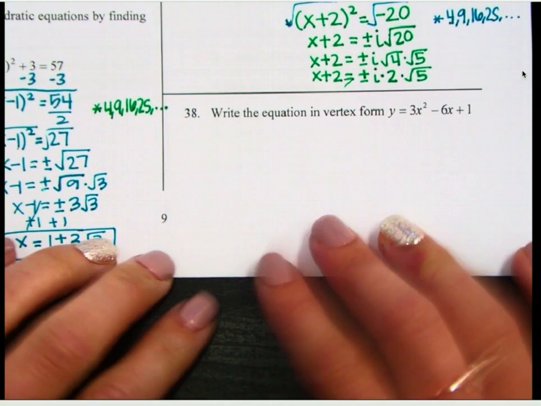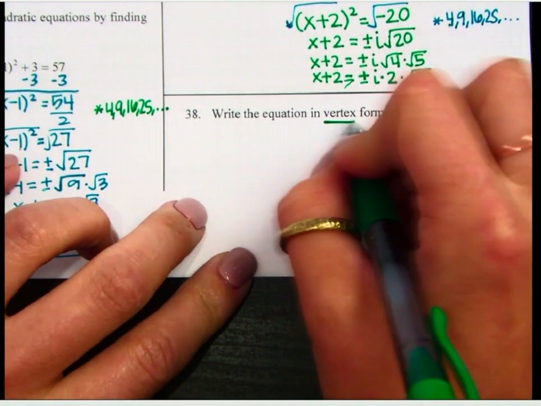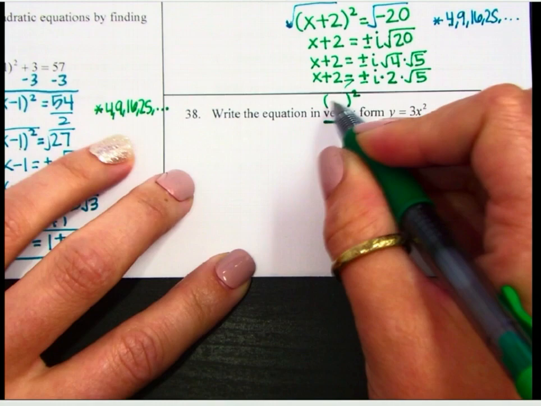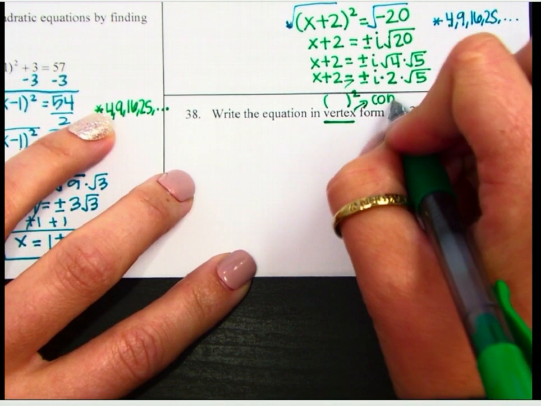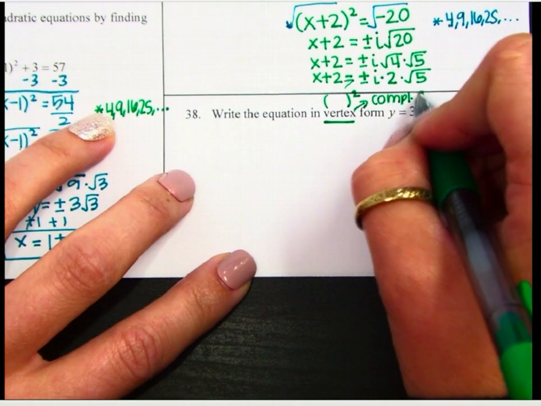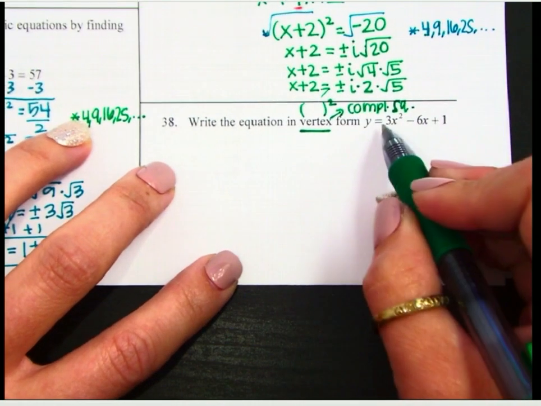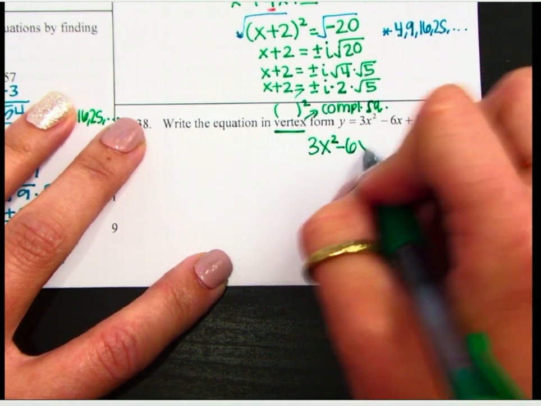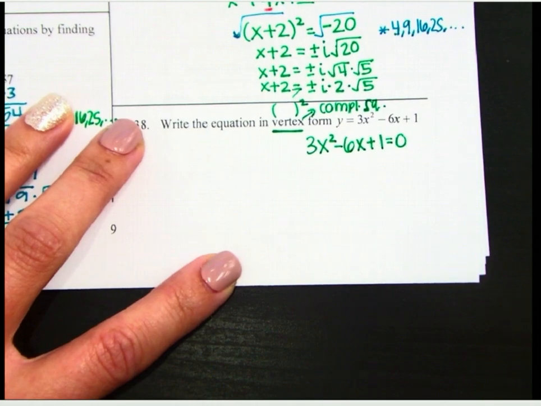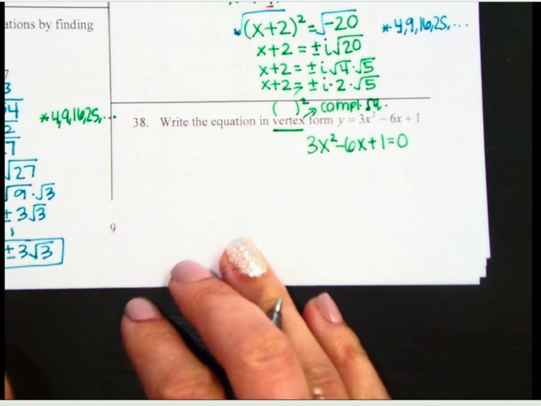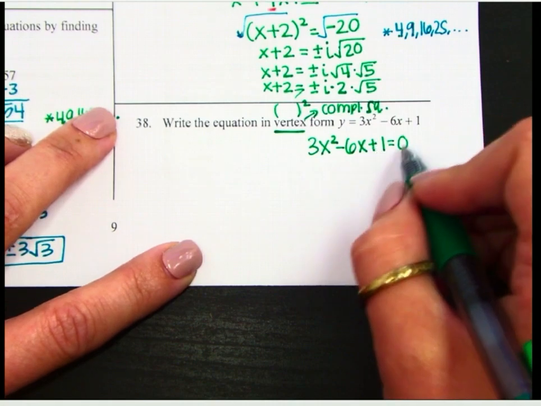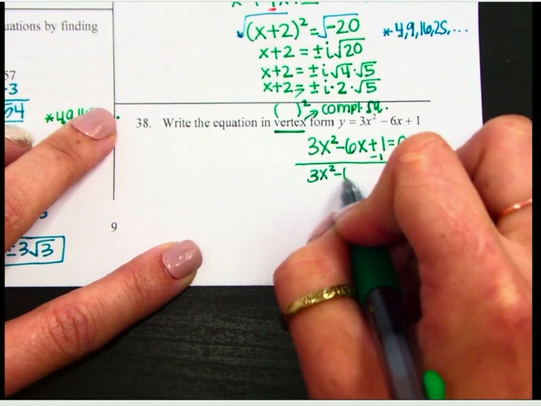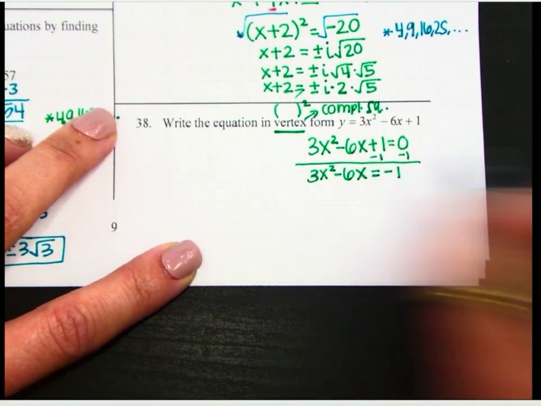Okay, so we're going to write this equation in vertex form. When it's in vertex form, remember we're looking for the parentheses squared. So we are going to be completing the square when we write in vertex form. Okay, so what I'm going to do first for completing the square is I'm going to get rid of the y for a second, and I'm going to set this equal to 0. Then I'm going to move the constant over, so I'm going to move the 1 to the other side by subtracting 1. So 3x squared minus 6x is equal to negative 1.